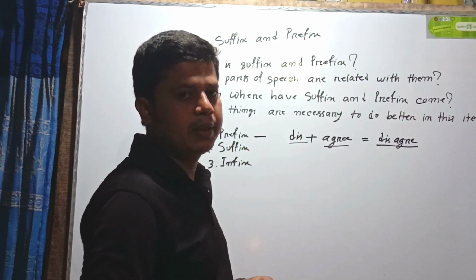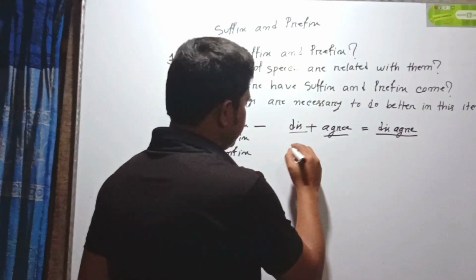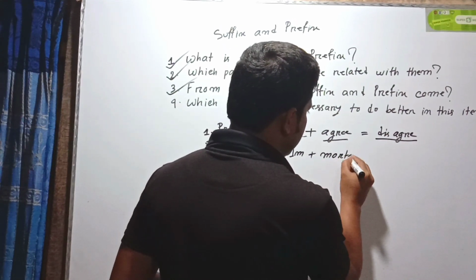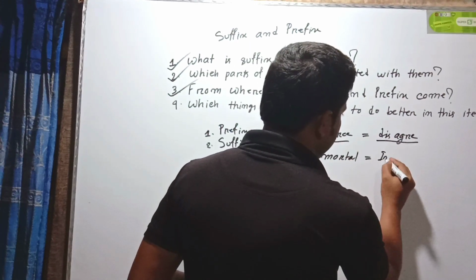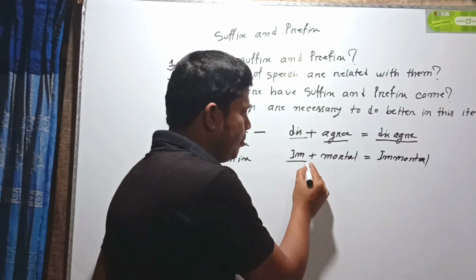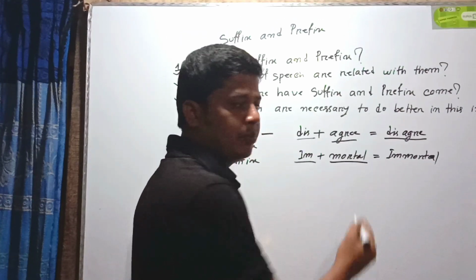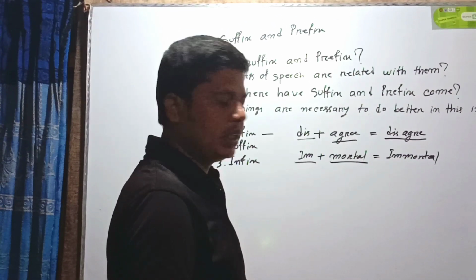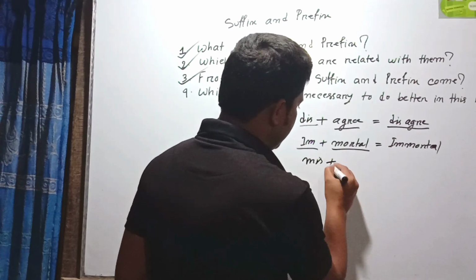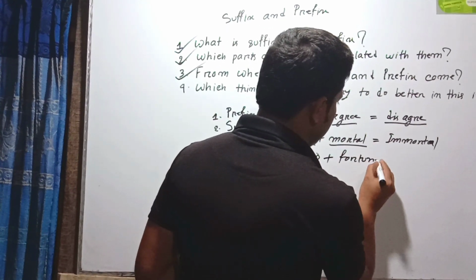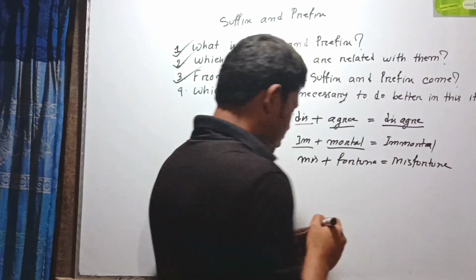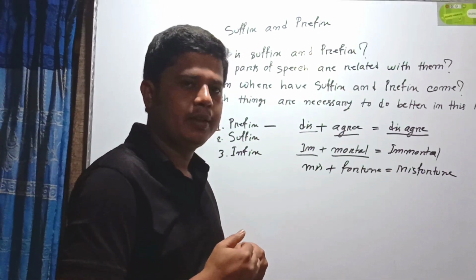Is this clear? In this way, we can say im plus mortal is equal to immortal. Here, im is the prefix, mortal is the base word, and together they make immortal. In this way, we can take another example, such as mis plus fortune is equal to misfortune. Dear students, is this clear? Okay, fine, thank you.